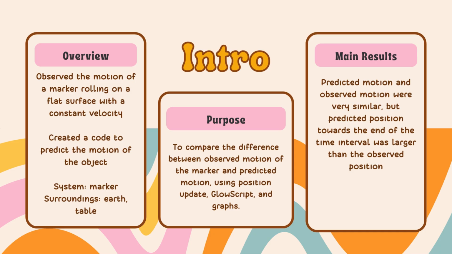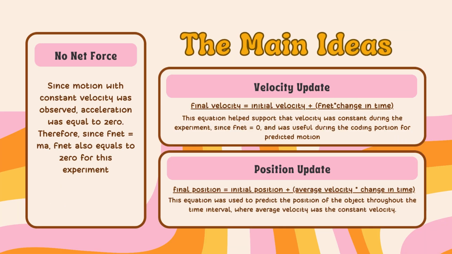And for the experiment, the system was the marker and the surroundings were things like the earth and the table. But since it was only moving in the x direction, the earth didn't really factor much into it. And then our main results were that predicted motion and observed motion are very similar. And I'll talk about that later.